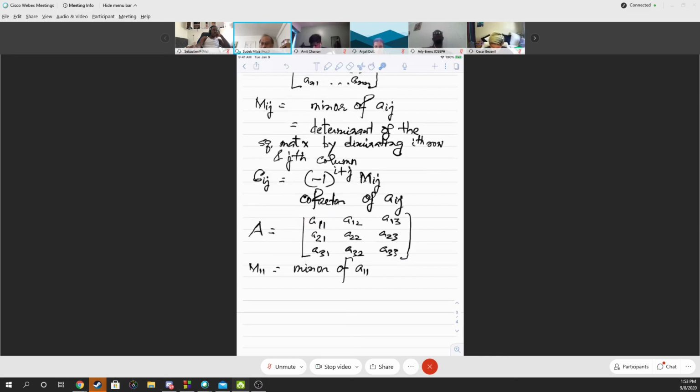Look here. A11 occurs in which row? First row. A11 occurs in which column? First column. Delete first row, first column. Take the determinant of what remains. If you delete this, can you see my pen, everybody, on the screen? What remains is this. So that is A22 A33 minus A23 A32.